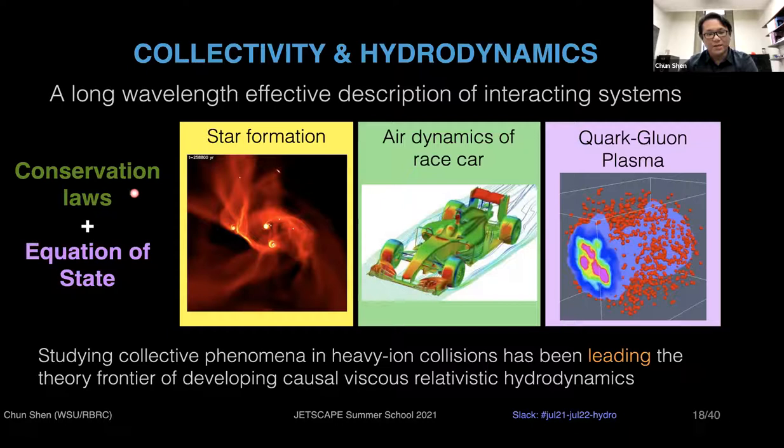Hydrodynamics is a very successful model to describe, for example, how stars form in a galaxy on a very large scale, or how air flows around a race car when you design race cars in daily life. It has also been applied to describe the collective behavior of the quark gluon plasma in heavy ion collisions.